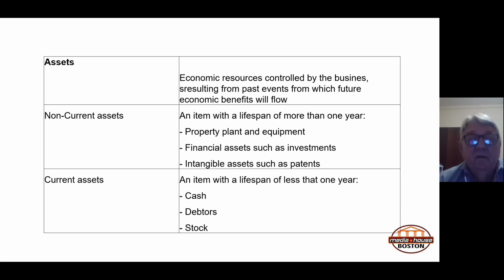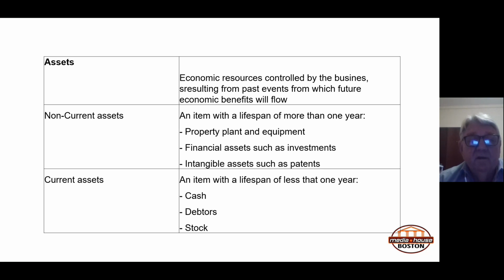non-current assets. Then we have financial assets such as investments. If you hold shares in another company, that's an investment. If you have a fixed deposit at the bank, that's also a financial asset. So those are all longer than 1 year, so that's also non-current assets.